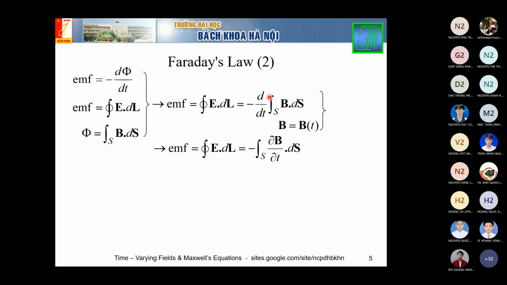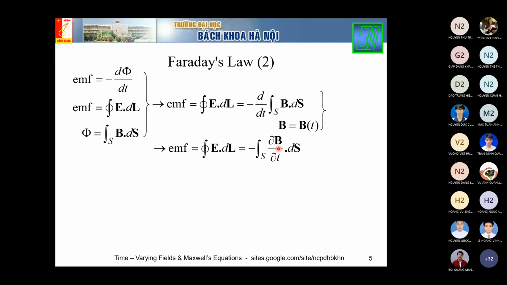And then because this one is the integration with respect to position, and this one is the derivative with respect to time, d over dt is a constant. Then we can put this one under the integration sign, and here you are. Of course, we have to change d here into delta because B now is a multivariable function. It depends on both time and position. So we have to change d here into delta. Okay.